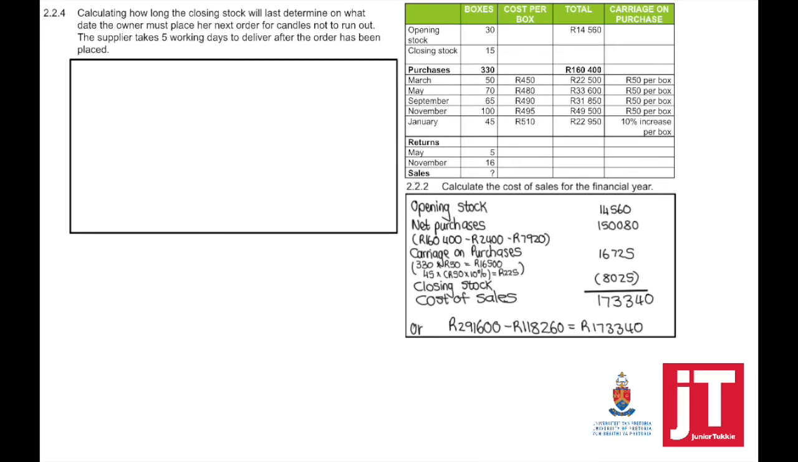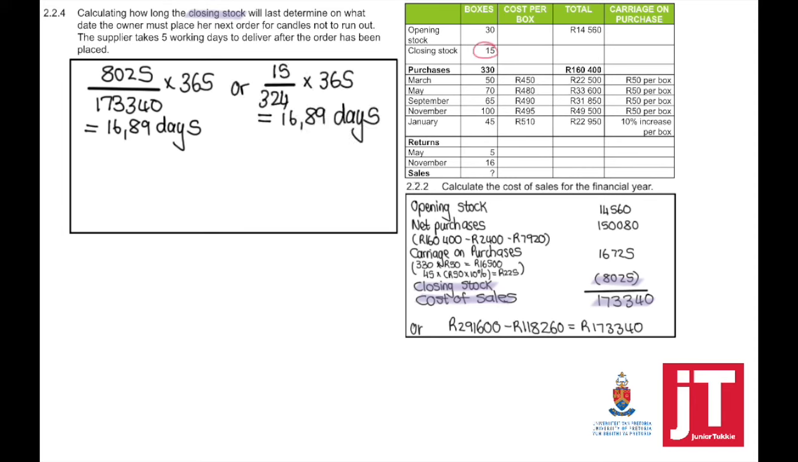Question 2.2.4. Calculate how long the closing stock will last. Determine on what date the owner must place her next order for candles not to run out. The supplier takes 5 working days to deliver after the order has been placed. This means now that we need to calculate our stock holding period. To calculate that, and remember they said closing stock only, so you don't use the average. We're going to take the closing stock divided by cost of sales times 365.